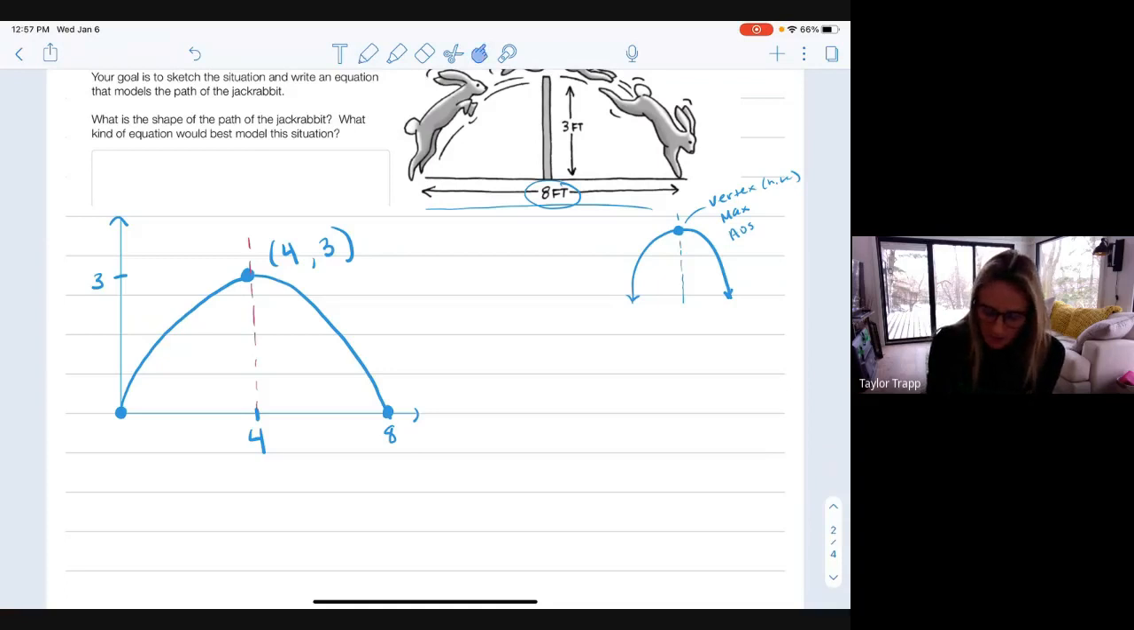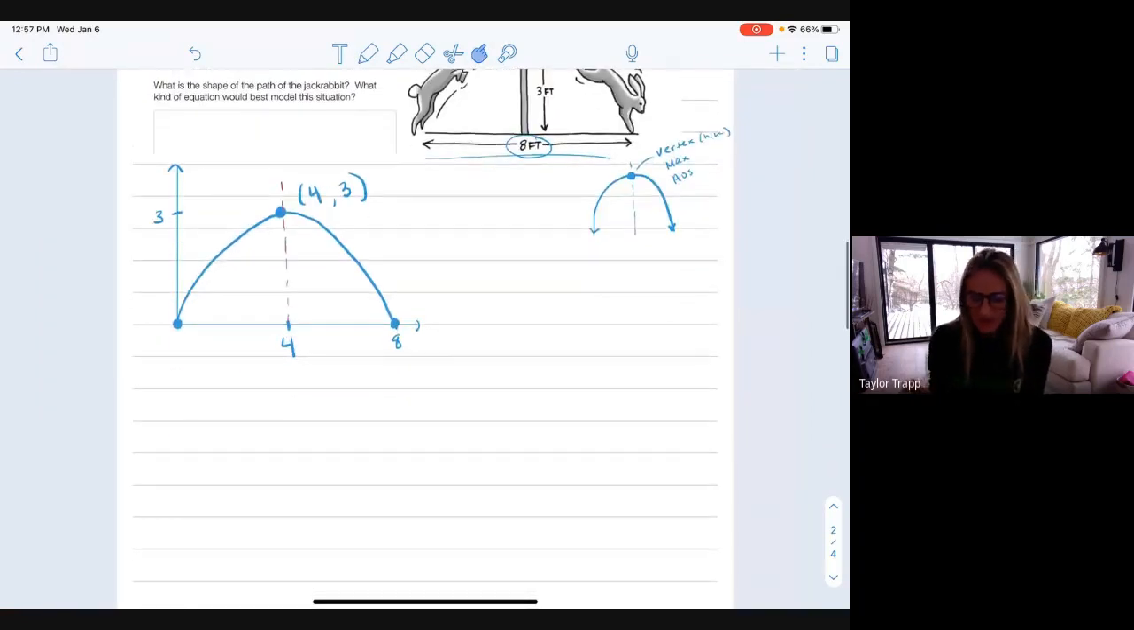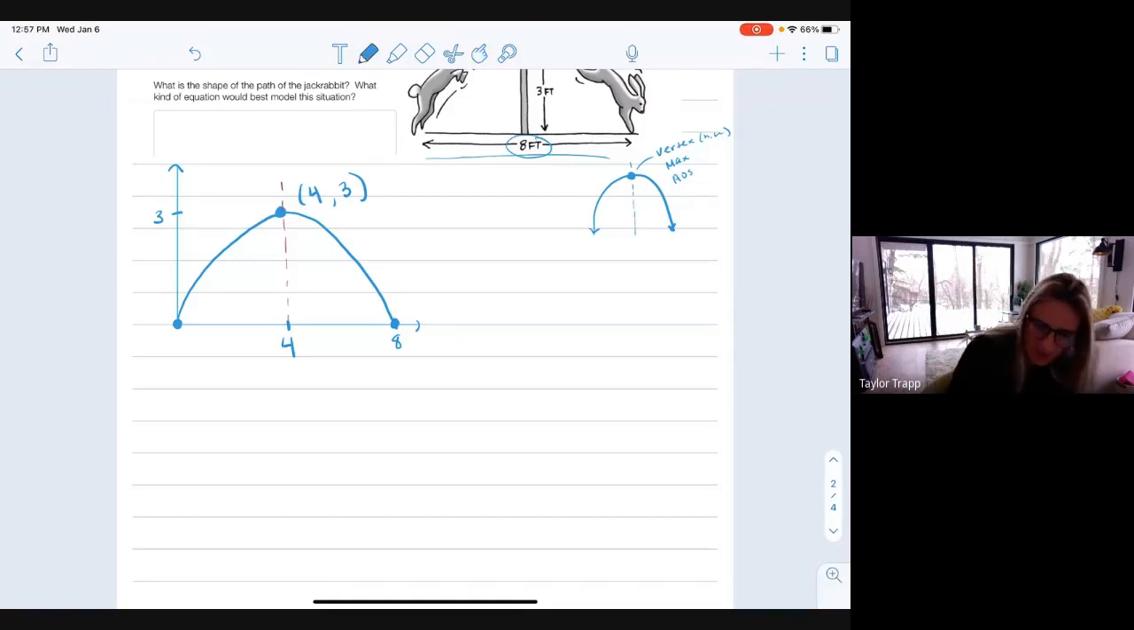So it does want us to write an equation. And the equation that best models the situation would be vertex form, because we have a vertex, right? You could technically use intercept form as well because we do have the 2 x-intercepts, but I think vertex form is easier. So vertex form, I'll write that down.